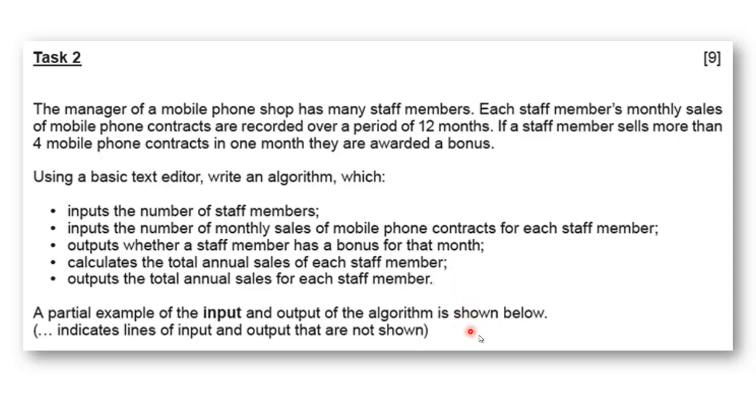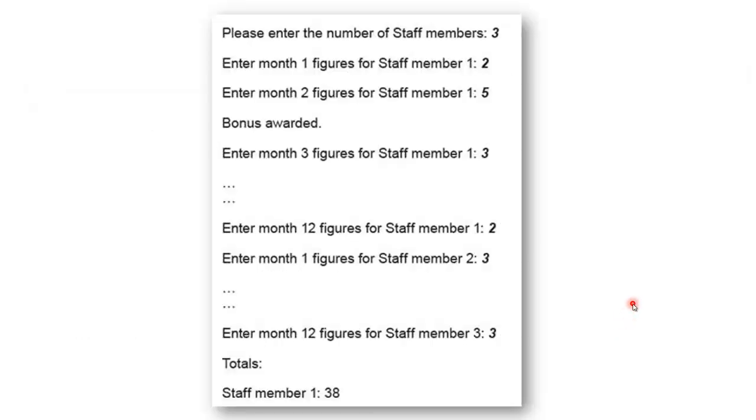And then it says that there's a partially shown example below. So remember, this is just an example. There may be more or less staff members and they may have sold more or less phones. So this is just an example. So it says please enter the number of staff. So in this example they've chosen 3. So then it says enter month 1 figures for staff member 1, enter month 2 figures for staff member 1, and you can see this time they've awarded a bonus to them because they got over 4 sales.